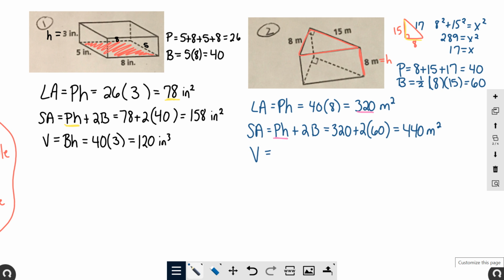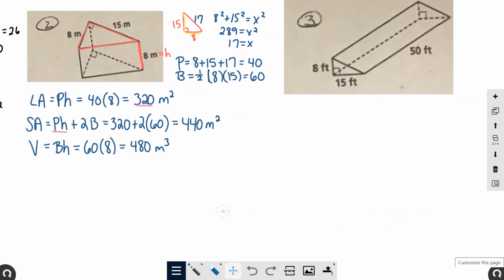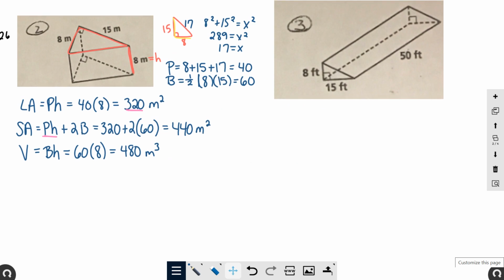Last on our list is volume. Volume is BH. B is the area of the base, so 60. H is the height of the prism from triangle to triangle, which would be 8. So 60 times 8, 480. But now we're talking about volume, so it is meters cubed. Because when we do the area of our base, the area is in squared, and then you multiply again, so it makes it cubed. All right, I want you guys to try number 3.